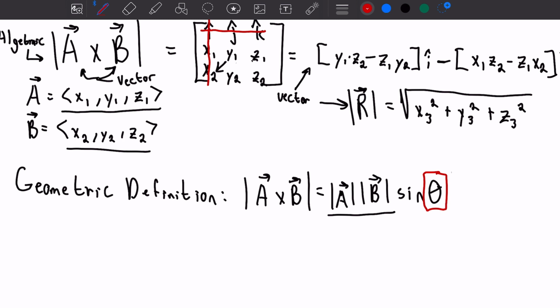Alright, again, both of these are very useful tools, and especially for any physics class, vector calculus, and most engineering fields, these are basic concepts you'll need to know.